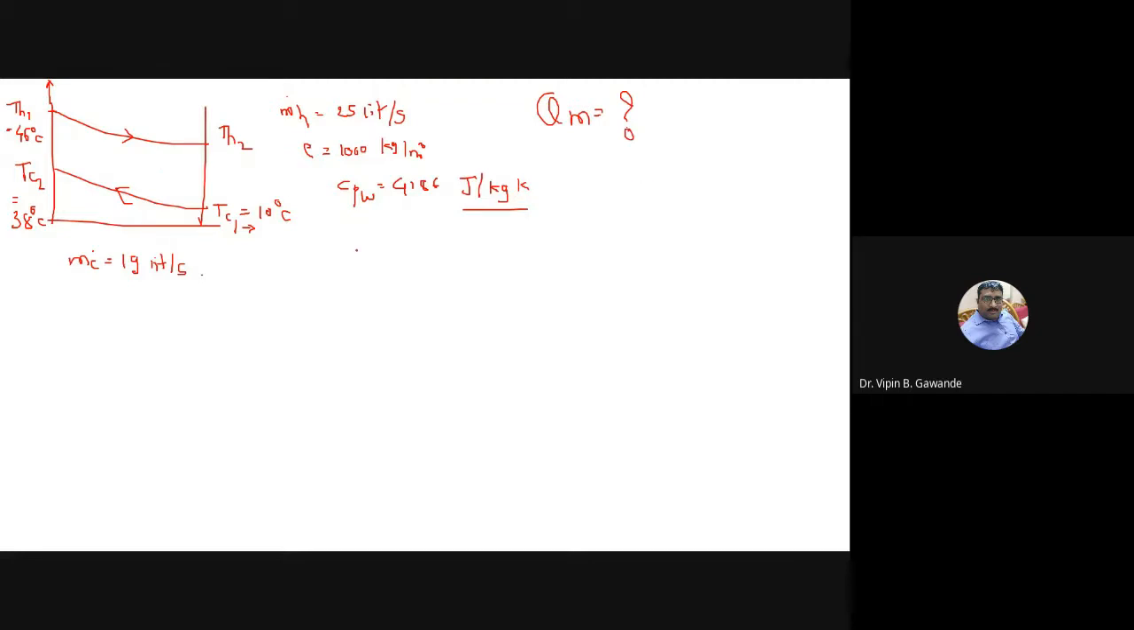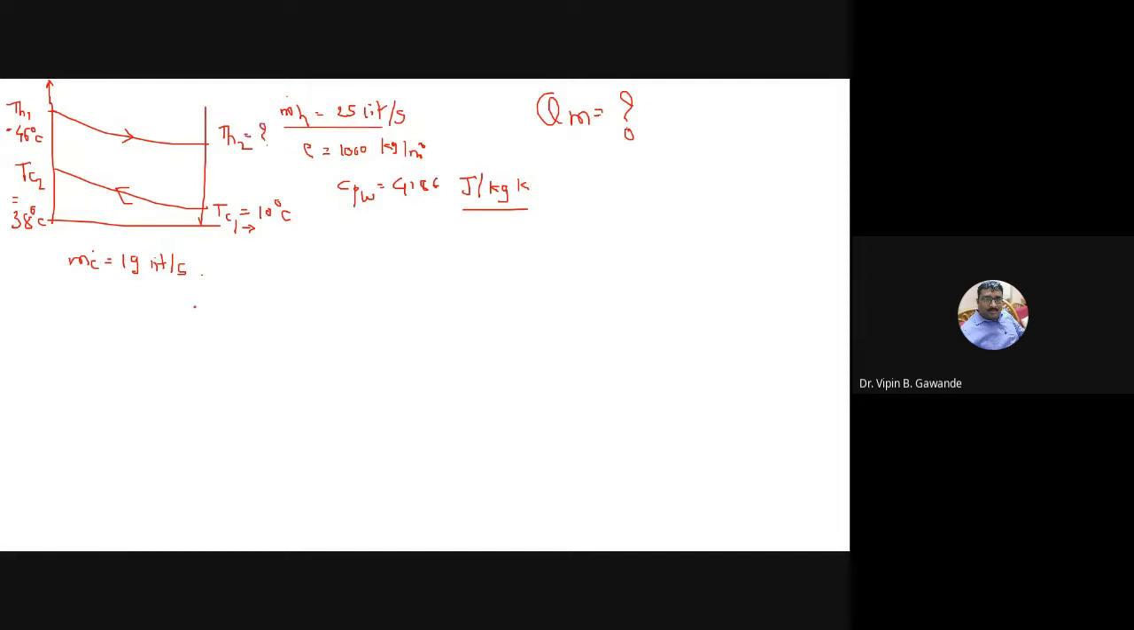We have drawn the diagram for the counter flow heat exchanger, where the temperature is increasing from 10 to 30 degrees Celsius. Temperature increasing means it is the cold fluid. The minimum temperature is 10, the outlet temperature is 38. The other fluid is entering at 46, and its exit temperature is not given.